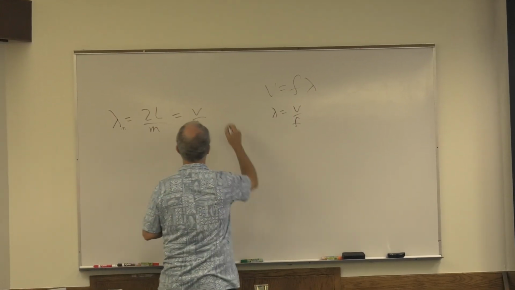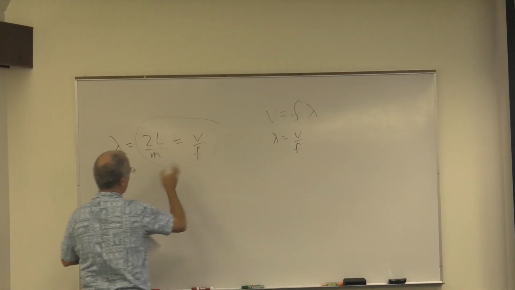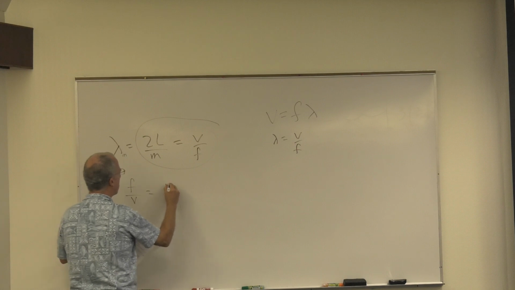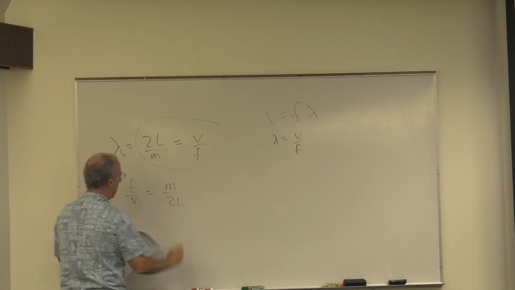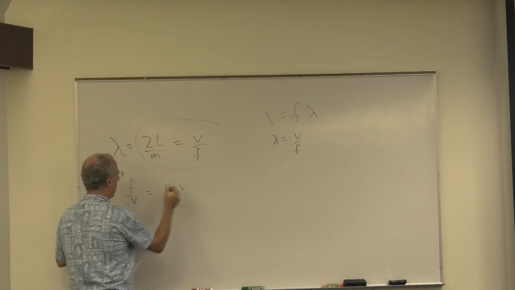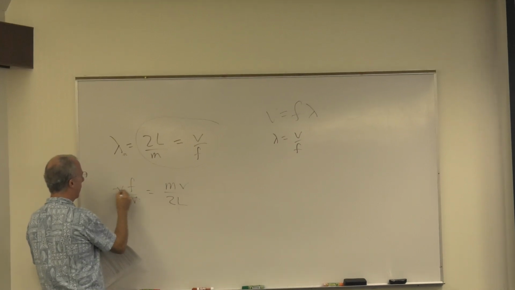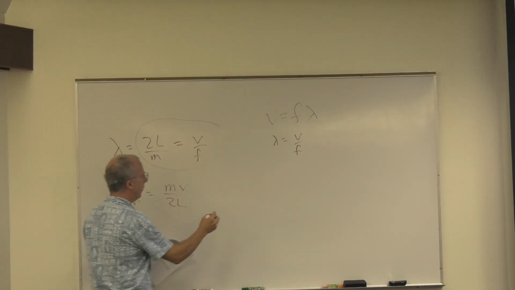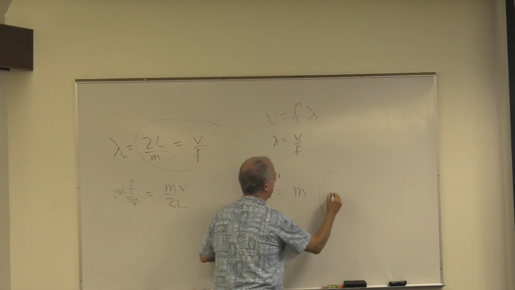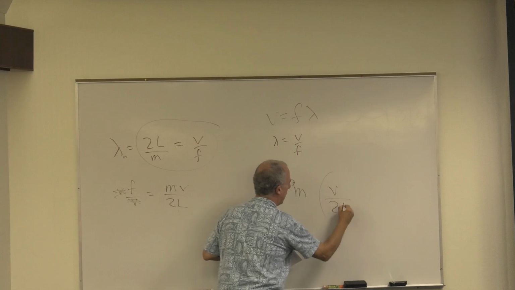Now we want to solve for f. So let's just flip it. We have f over v equals m over 2L. Now we want to get f, so multiply both sides by v, and that kills that. Ta-da! Let me write it again. We have f equals m v over 2L.